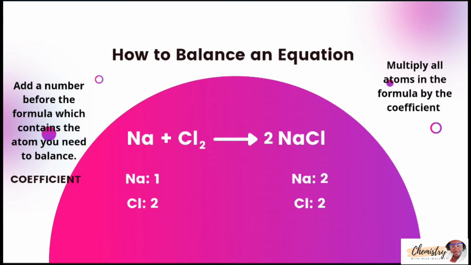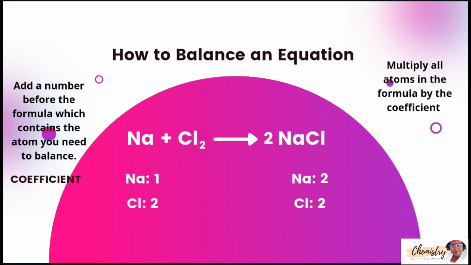By putting a 2 in front of sodium chloride on the product side, it means that we now have two molecules of sodium chloride, and that 2 applies to both atoms in the formula. So we now have 2 sodium atoms and 2 chlorine atoms. So chlorine is balanced. We have 2 chlorine atoms on the reactant side over on the left, and 2 on the product side over on the right-hand side of the arrow.